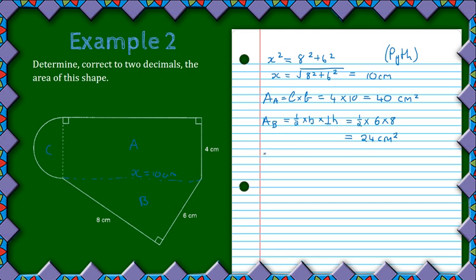Alright, finally the area for shape C, which is a semicircle. Now we need the radius. If we have a rectangle over here, we know the opposite sides are equal, so this must be 4. That means this circle has a diameter of 4. But what is the radius? If the diameter is 4, the radius is 2.